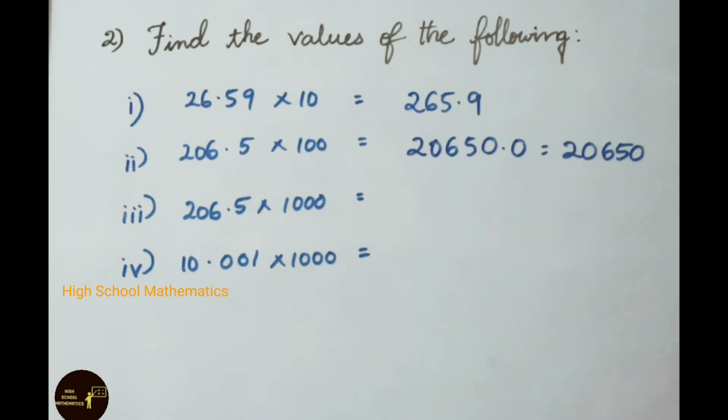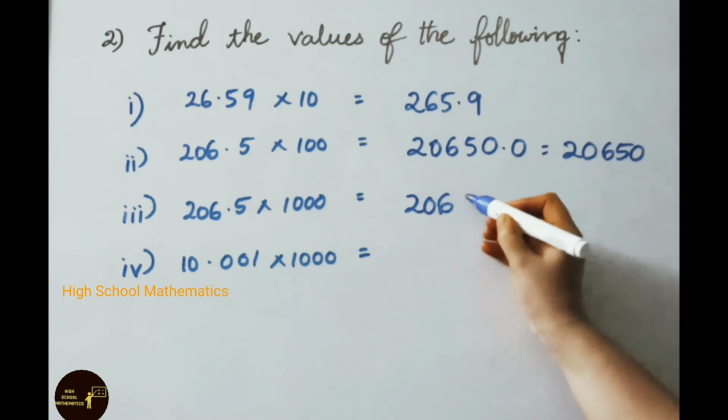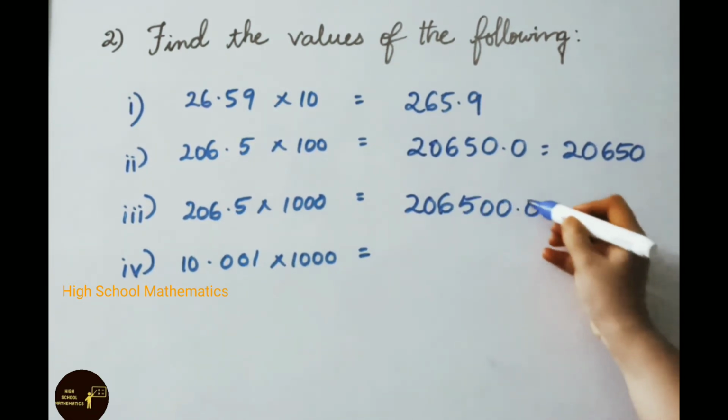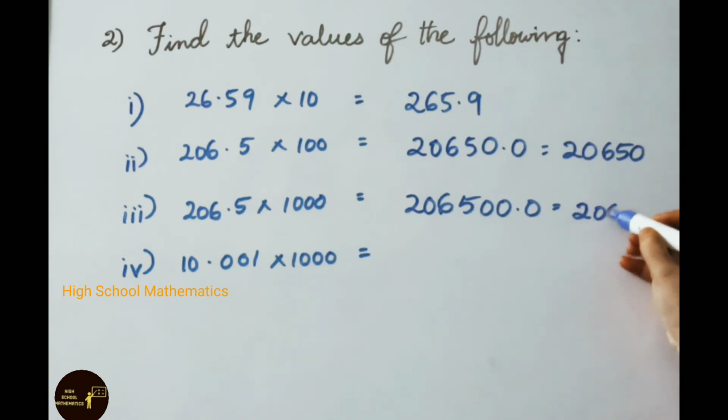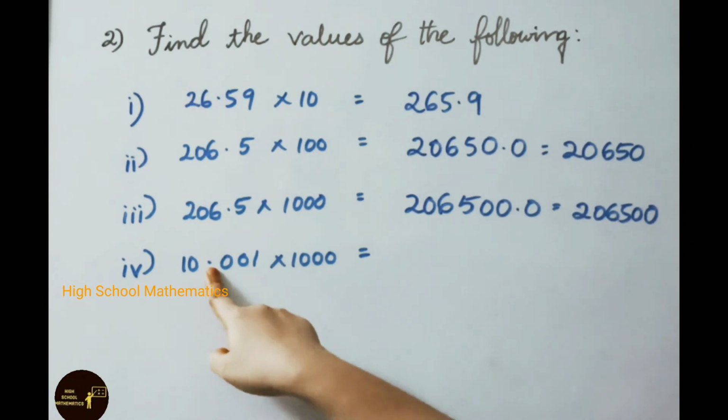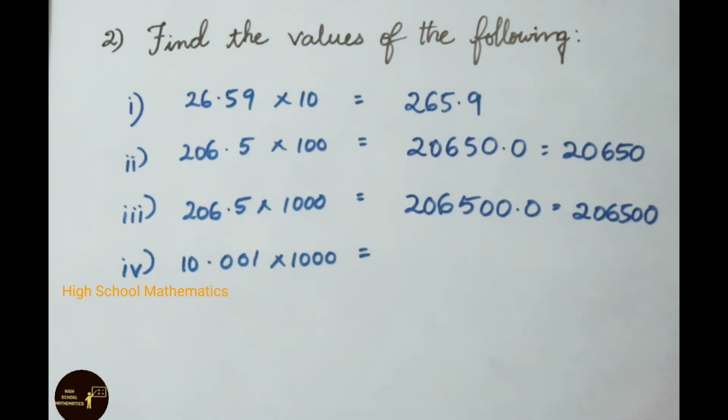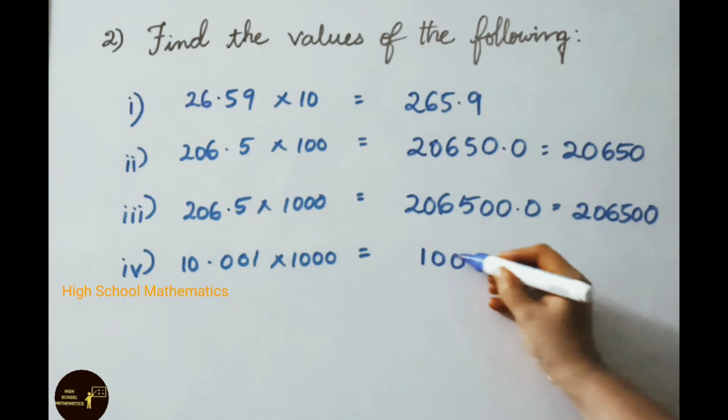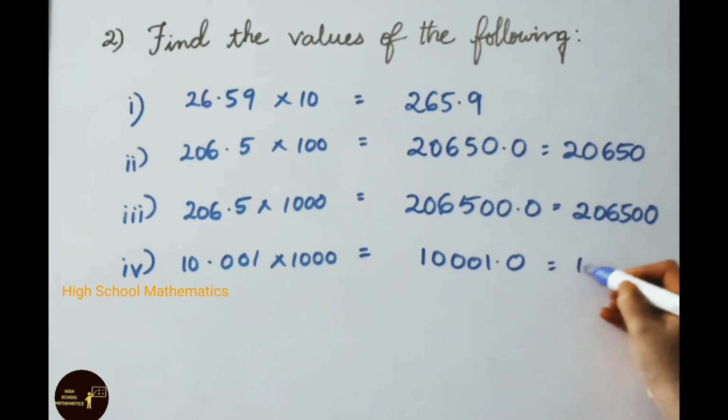See the third one, 206.5 multiplied by 1000. Multiplying by 1000 means we have to shift the decimal point 3 places towards right side. So the answer will be 206,500.0. That equals 2,06,500. See now fourth one, 10.001 multiplied by 1000. Multiplying by 1000 means we have to shift the decimal point towards right side 3 decimal places. So write down 10001.0. That is 10,001 is the answer.